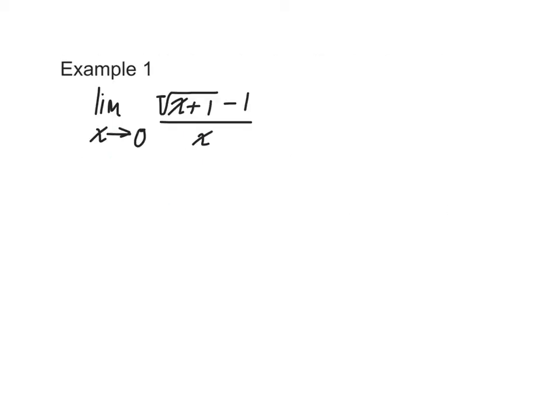We are going to look at 2 separate examples of how the rationalization technique works. So the first thing we want to do is try direct substitution. And you can see just by inspection that if you try direct substitution, you get a 0 denominator, which is what we're trying to avoid. So I'm going to go ahead and try to rationalize.